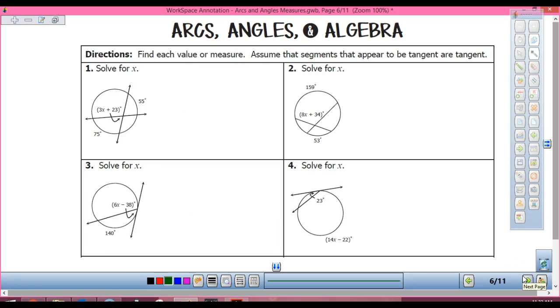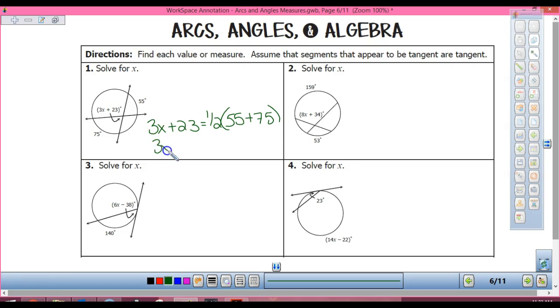Flip your page. We got to talk about some of these. Just because these are a little bit harder, so I want to do a few of these before we work. So, number one, I'm pretty sure we can do one, right? What's my angle? 3x plus 23 equals, how do I find this when they intersect in the middle? 1/2. Good. Plus 75. Remember, if they intersect inside the circle, you're adding your arcs.